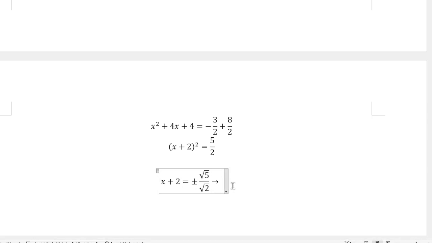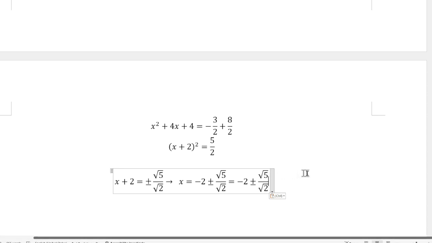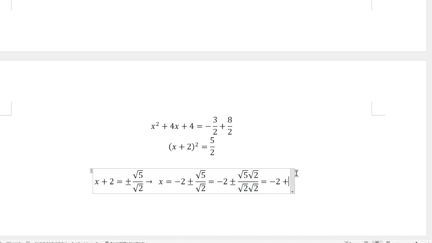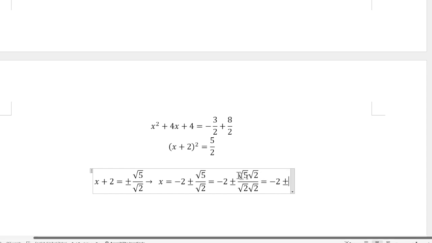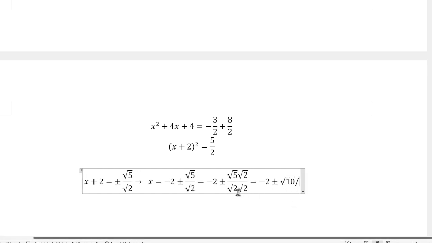And then you get x equals negative 2 plus or minus the square root of 5 over the square root of 2. But it's always a good habit to rationalize the denominator, so let's do that. You can multiply top and bottom by the square root of 2. And that makes your answer negative 2 plus or minus the square root of 5 times the square root of 2, which is the square root of 10, divided by the square root of 2 squared. This is 2. So that's the answer.